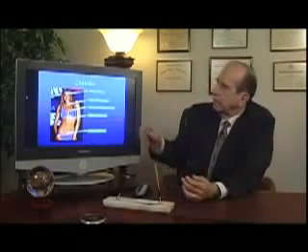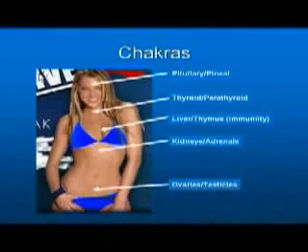Now, here's an example of where these endocrine systems are located. The pituitary and pineal are accessed between the eyes, the thyroid and parathyroid here in the throat. The liver and the thymus are in the center of your breastbone. The kidneys and adrenals are just at the bottom of your breastbone, and your ovaries and testicles are about 2 or 3 inches below the navel.